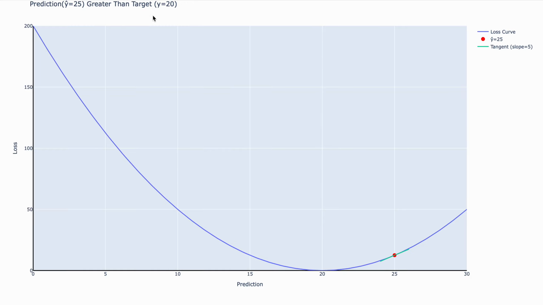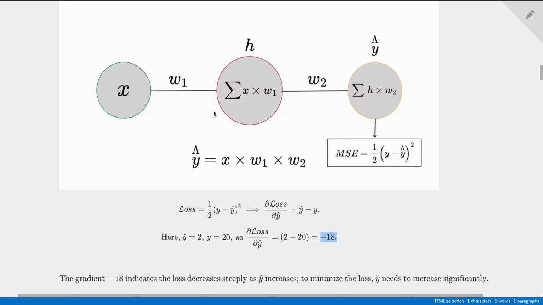Now, in this example, if y hat, the prediction, 25, is greater than 20, or the target, the gradient, or the slope, is positive. As you can see, it's a positive 5. And this indicates that the prediction is too high and needs to decrease. So I hope you understand why we have to calculate the partial derivative over here. That's why we have to calculate the partial derivative of the loss with respect to y hat, because it helps backpropagation know, okay, which way do we need to increase the weights? And it's going to tell them, hey, you need to increase the weights. But we don't know by how much and which weight.